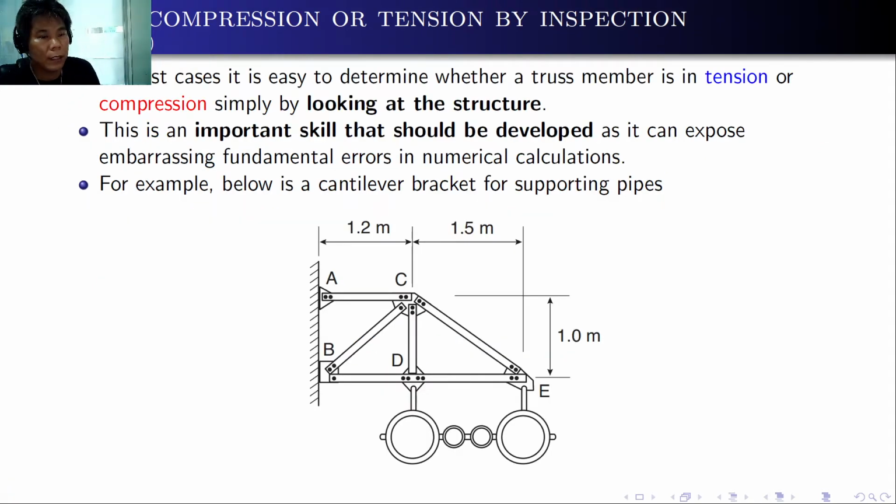In most cases, it is easy to determine whether a truss member is in tension or compression simply by looking at the structure. This is an important skill that should be developed, as it can expose embarrassing fundamental errors in numerical calculations. For example, below is a cantilever bracket for supporting pipes, with different dimensions.